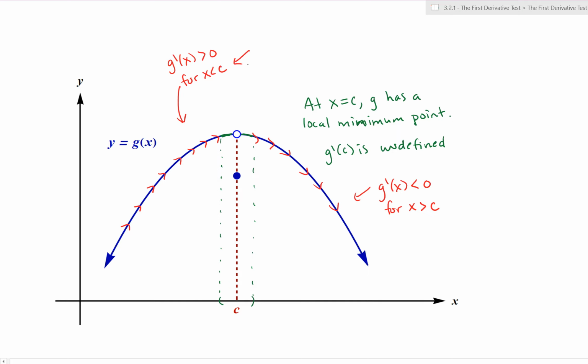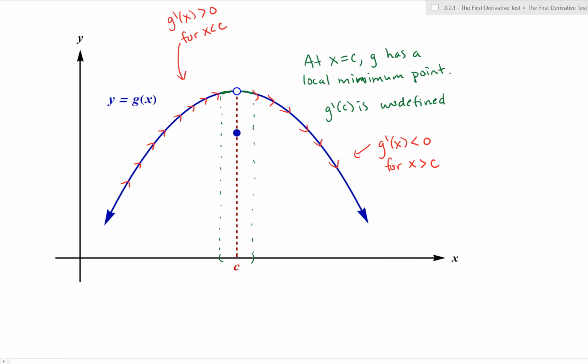I had to rewrite that C up there. I had a 0 for some reason. So the point is that our derivative is once again changing signs at this local extreme point. And in this case, it is changing signs from positive to negative. And so what must be happening?